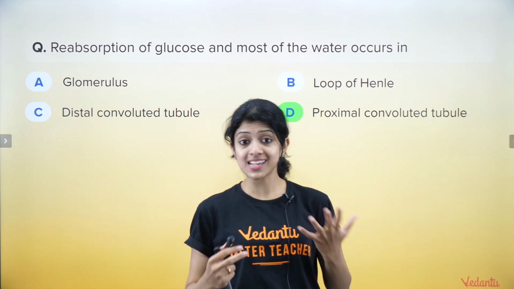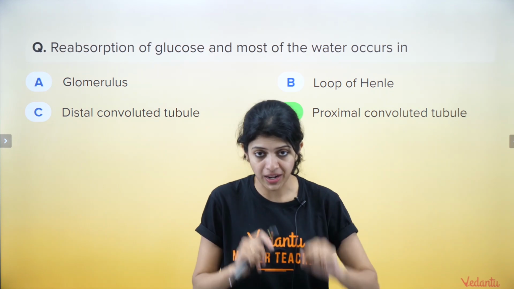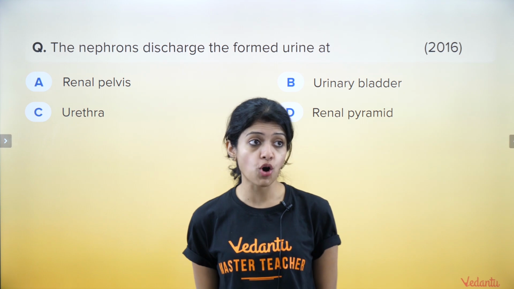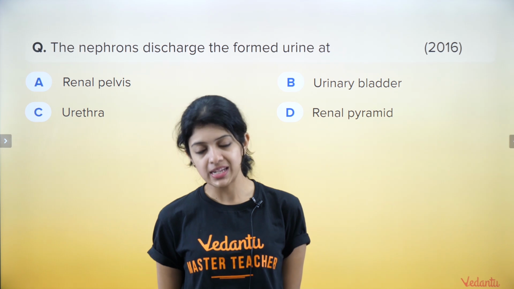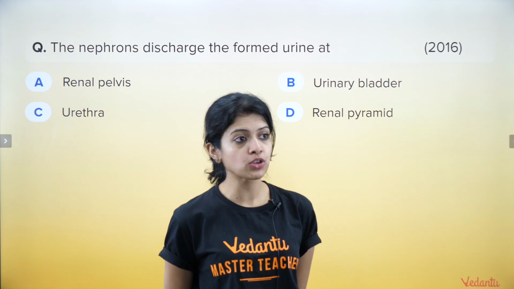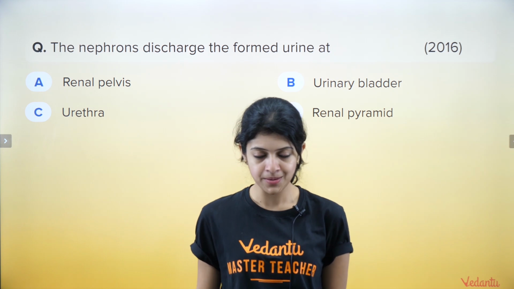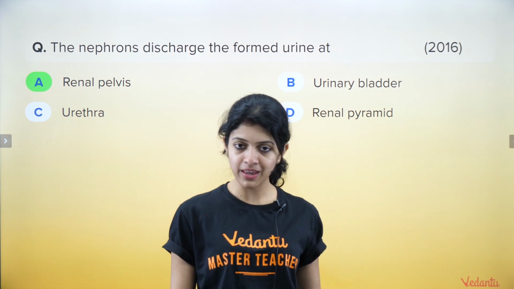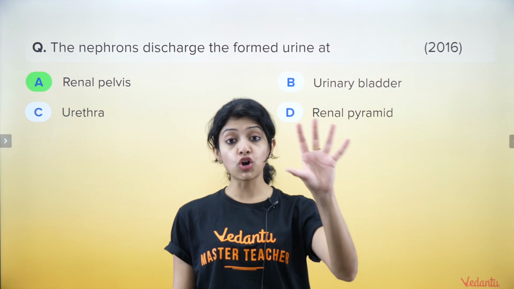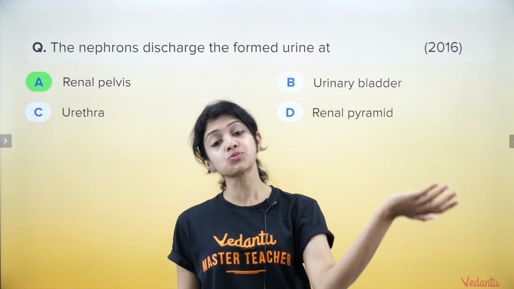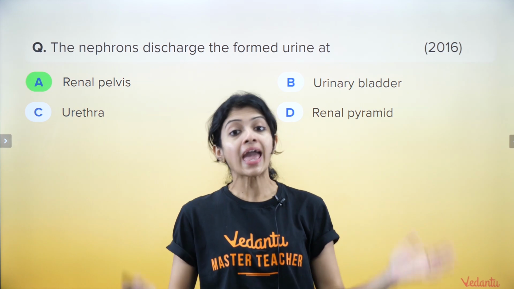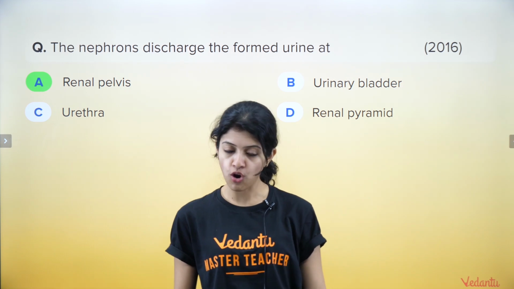Glomerulus, of course, is associated mainly with filtration. Okay. And now, the nephrons discharge the formed urine at renal pelvis, urinary bladder, urethra, or the renal pyramid. And yes, the answer is your renal pelvis. We have seen that the part of your kidney, which is called the renal pelvis, is where all the collecting ducts of all the nephrons of your body empty the urine that they have formed.